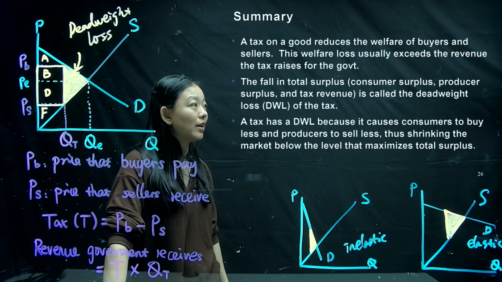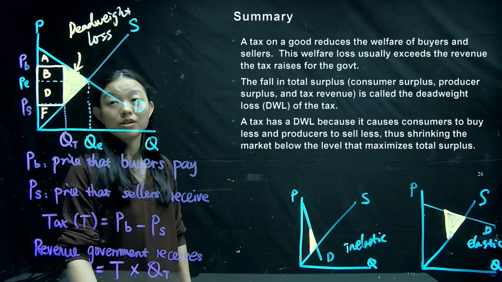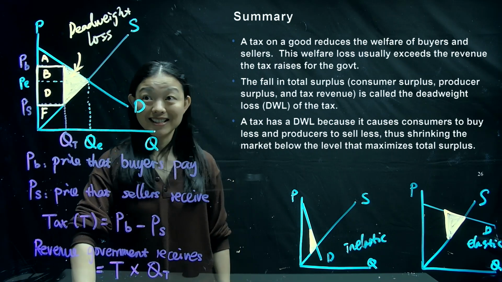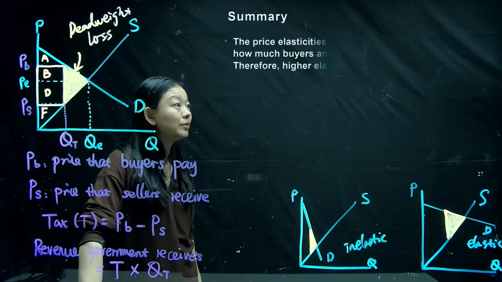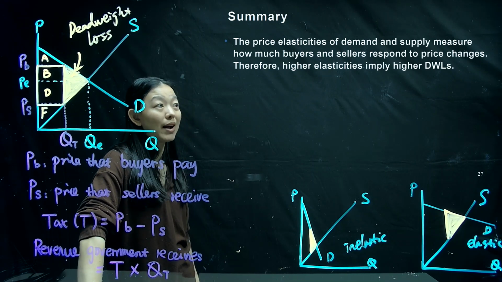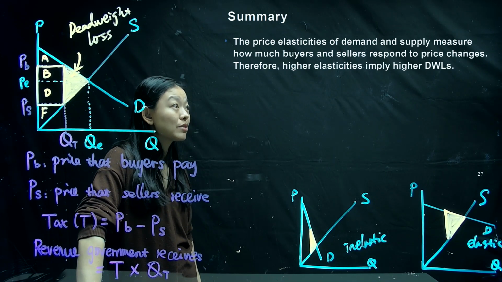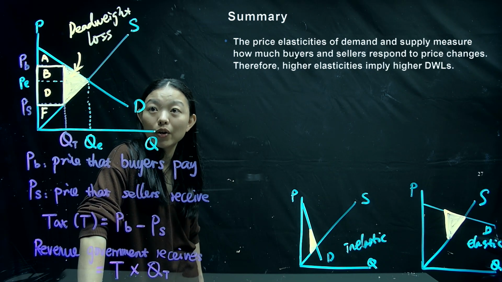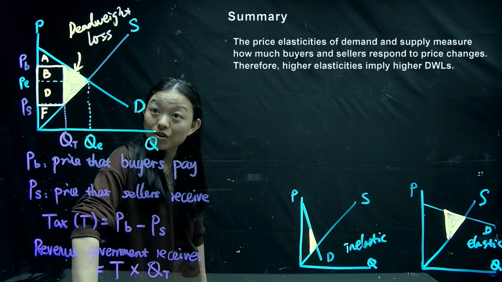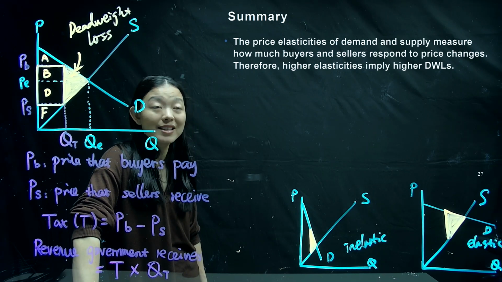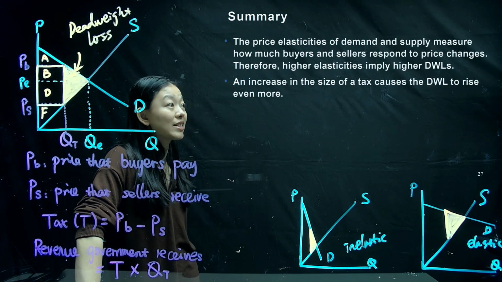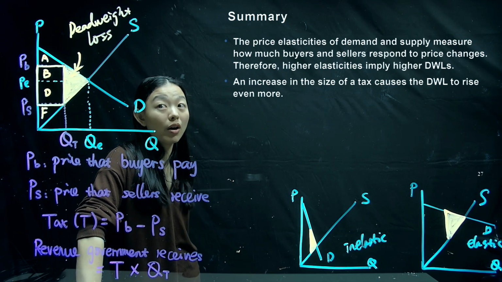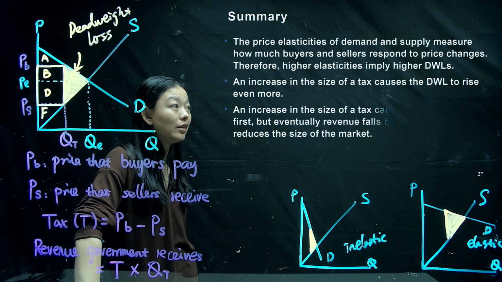We also talked about the relationship between the deadweight loss and the elasticity of the demand and supply curves, right? The price elasticity of demand and supply measures how much buyers and sellers respond to the price change. Therefore, higher elasticity means higher deadweight loss. Okay, higher elasticity means higher deadweight loss. So an increase in the size of the tax will cause the deadweight loss to increase even more. This is not what the government intends to do, okay?